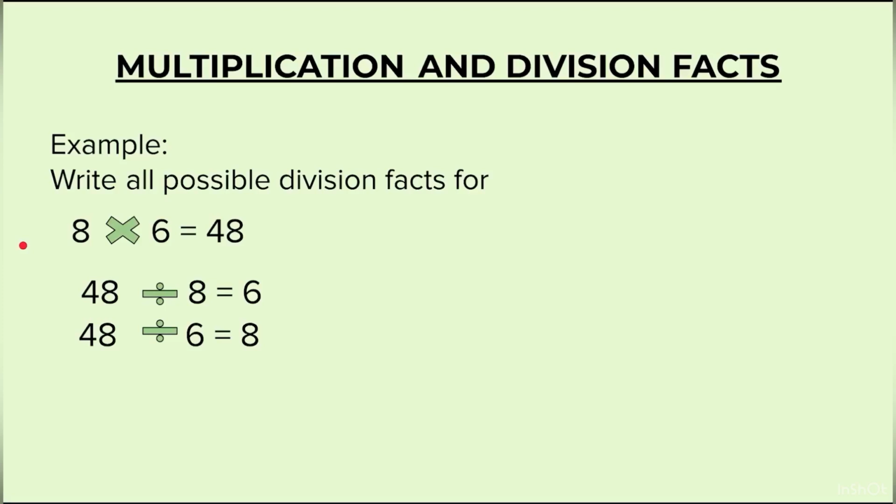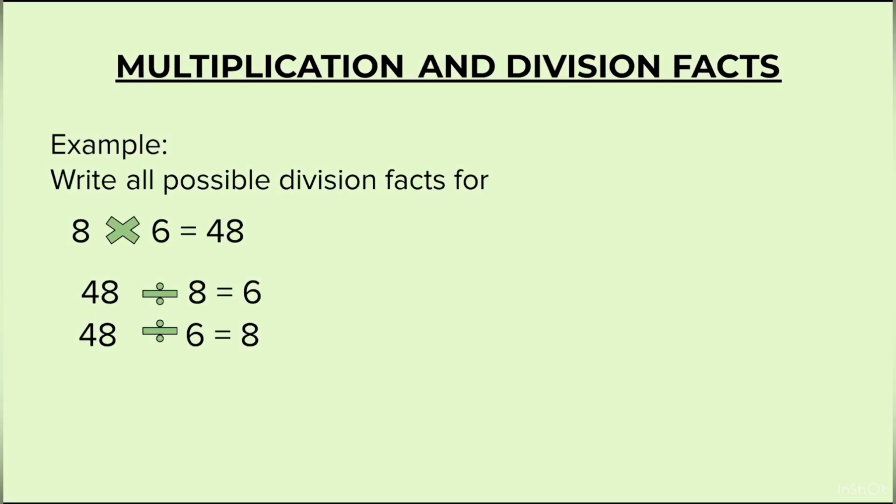Let me recap the procedure for you. If a multiplication fact is given, to find the division fact, we will take the product of the numbers and divide it by one of the multiplicands, and the answer will be the other multiplicand. This will give us the first division fact. Then we will take the product again, divide it by the second multiplicand, and the answer would be the first multiplicand. And that is how we will get the two division facts.